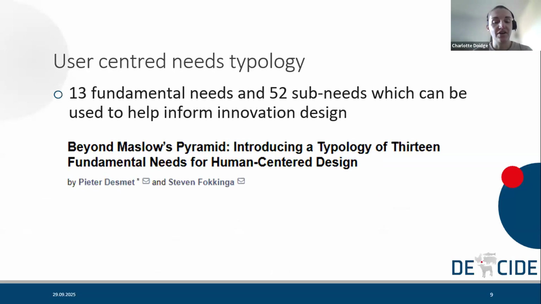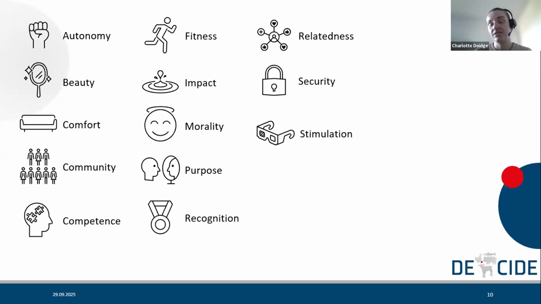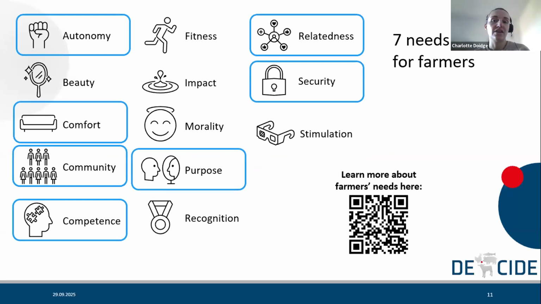So they basically reviewed a lot of psychological literature looking at what people think are the fundamental needs, and they identified that there were 13 different fundamental needs and 52 sub-needs related to innovation design. So we used this to code the data, and these are the 13 different fundamental needs in that paper. And 7 needs were identified for farmers, and this specifically relates to needs for herd health.